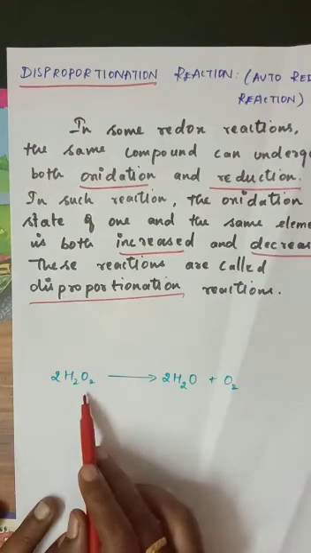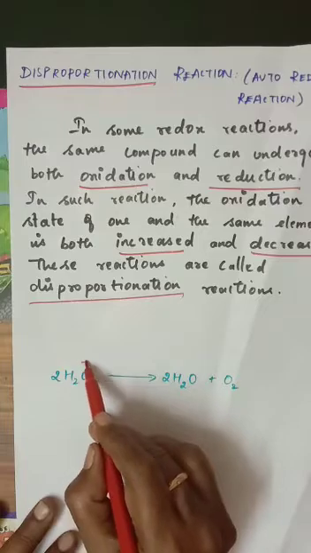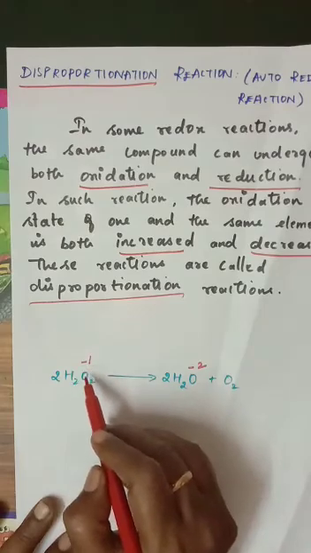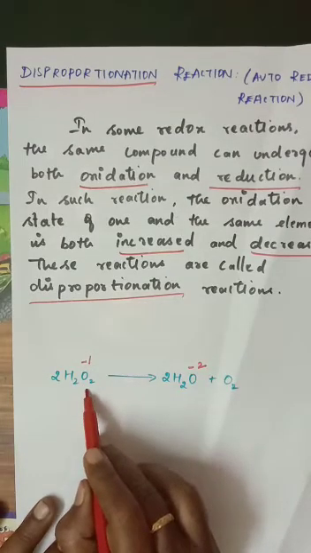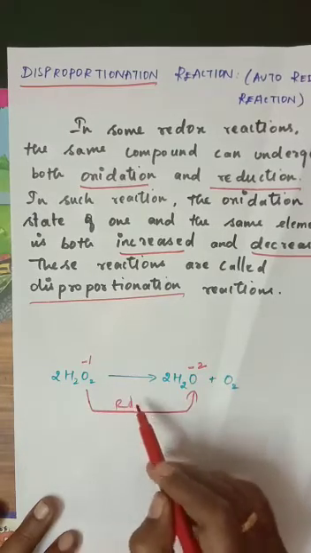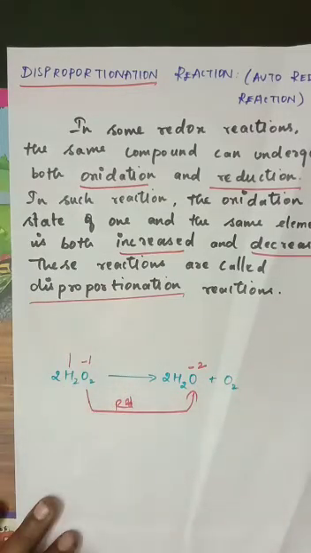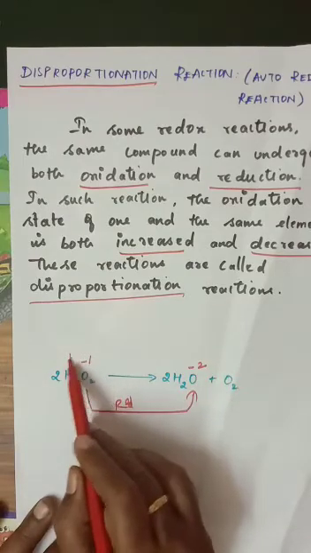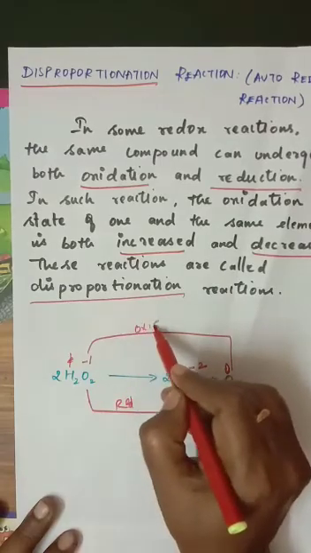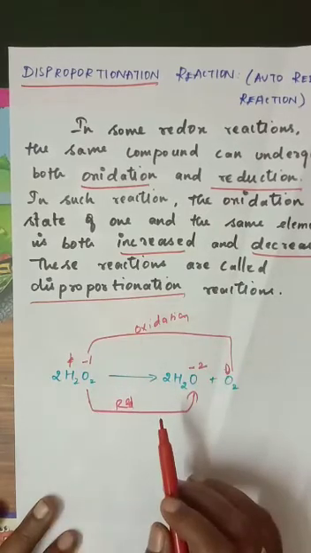For example, hydrogen peroxide gives a water molecule as well as oxygen. In hydrogen peroxide, oxygen is in the minus 1 oxidation number, and in water it is minus 2, so reduction takes place. At the same time, in the oxygen molecule it is 0. Minus 1 to 0 means oxidation, an increase in oxidation number. So oxidation as well as reduction takes place, and this is known as a disproportionation reaction.